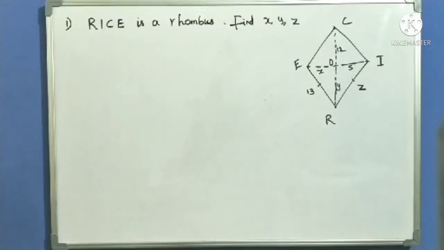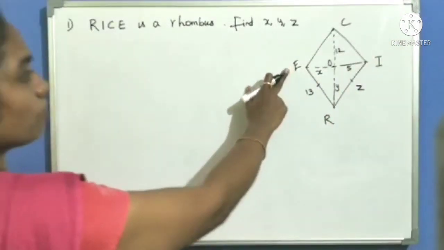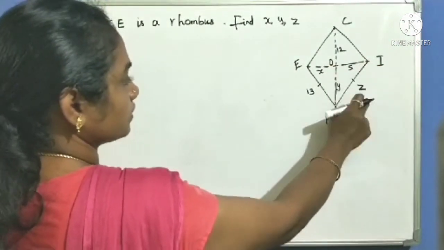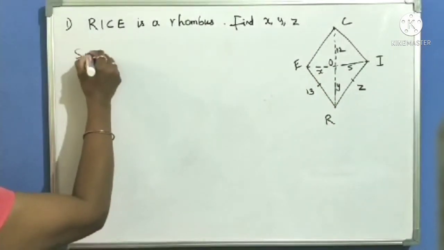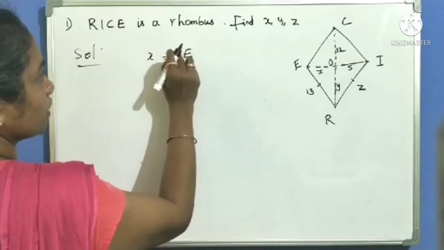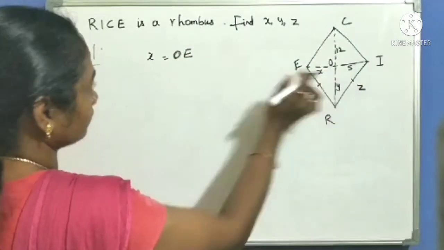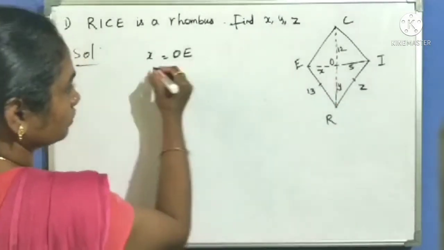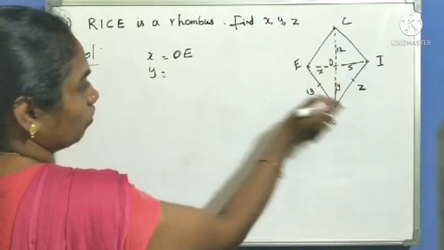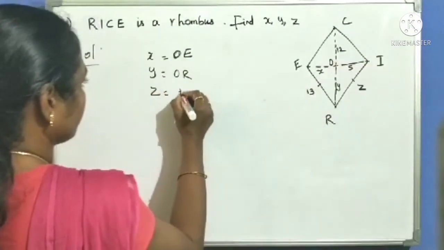First question: RICE is a rhombus, find X, Y, Z. What is X? X equals OE, where O is the center of the diagram. OE is X, Y is OR, and Z equals RI.